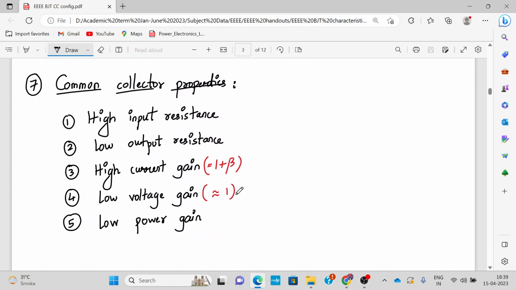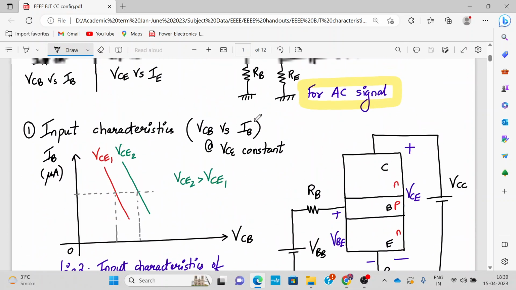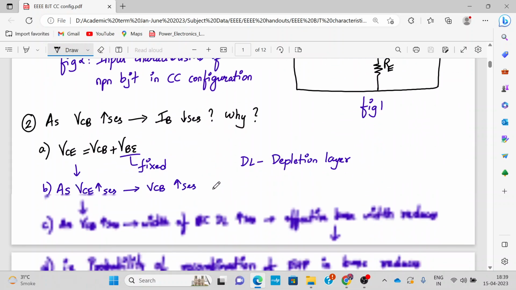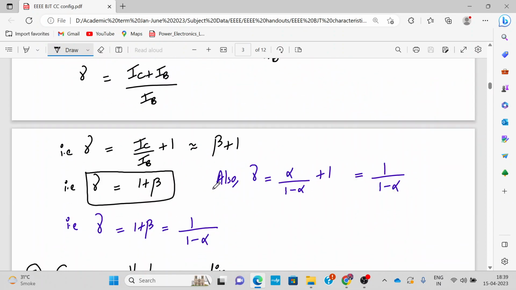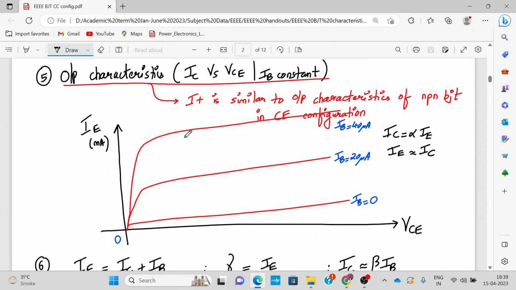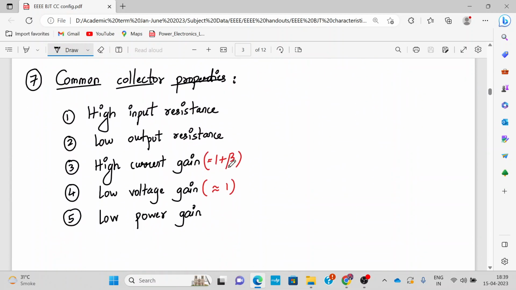Now, what are the properties of common collector configuration? It provides a very high input resistance. As you can see, if you determine the input resistance from here, its value will be pretty high. Over here we can determine its slope and determine the input resistance. Its output resistance value will be quite low. From it, if we calculate the output resistance, its value will be quite low.